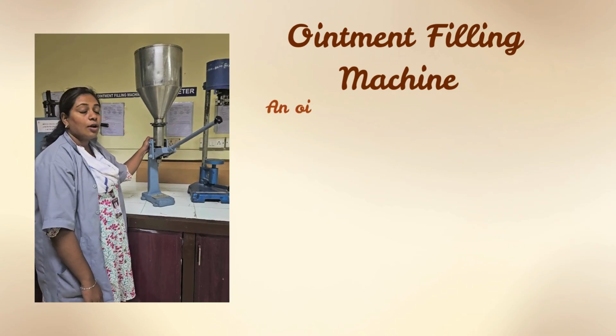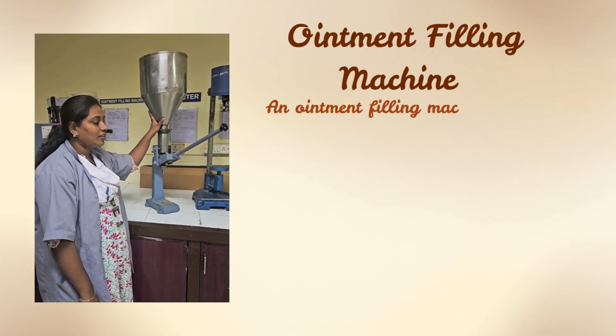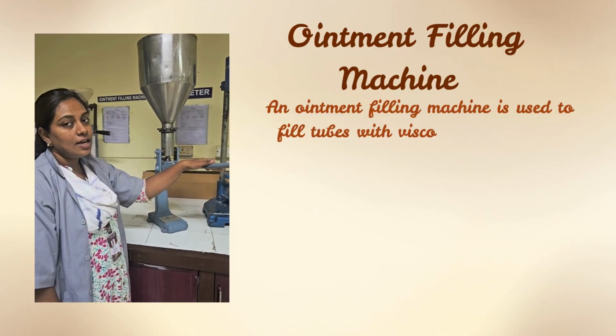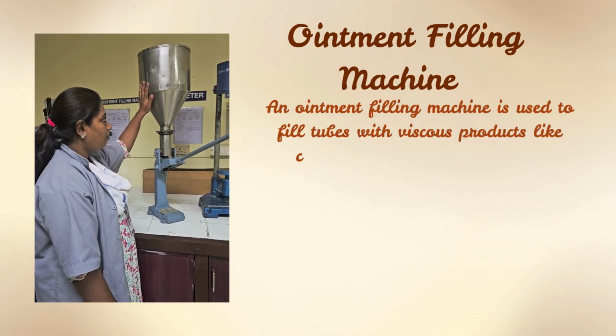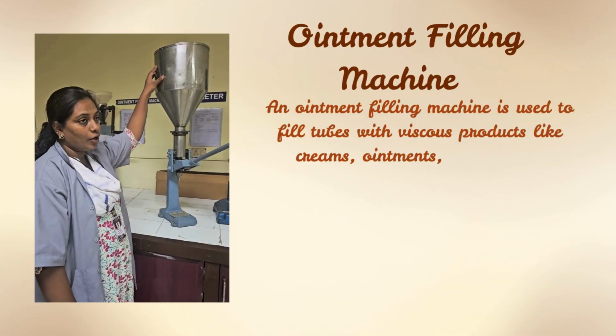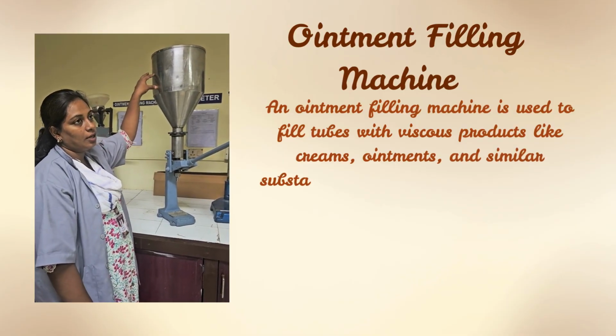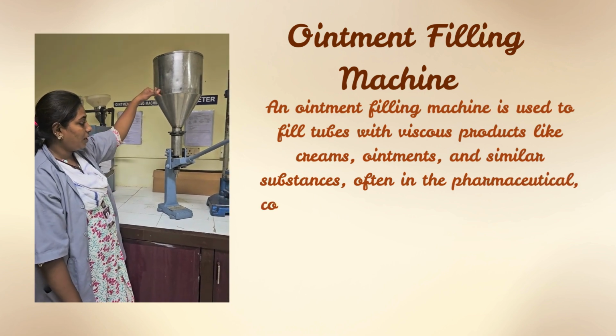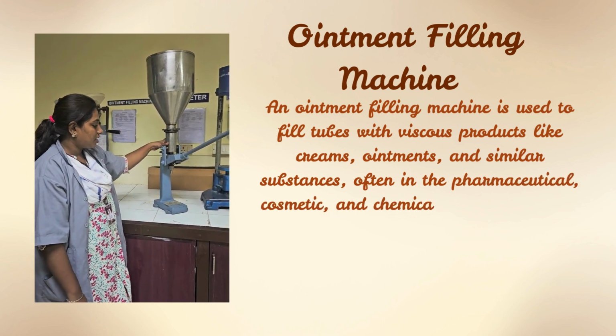This is an ointment filling machine. These types of machines are commonly seen in industries. This is the hopper. Through this hopper, the prepared ointment, that is your oil-in-water emulsion or water-in-oil emulsion, is poured. So it will measure itself.